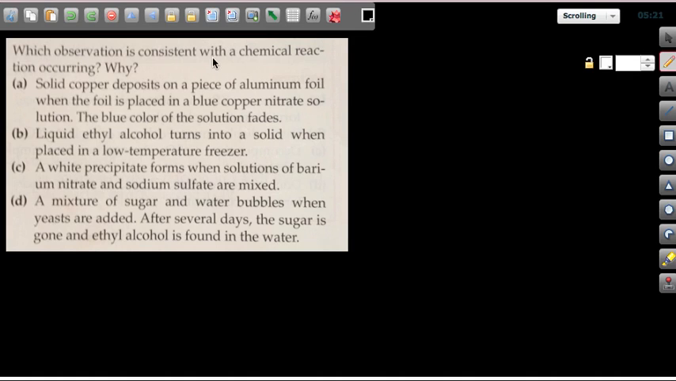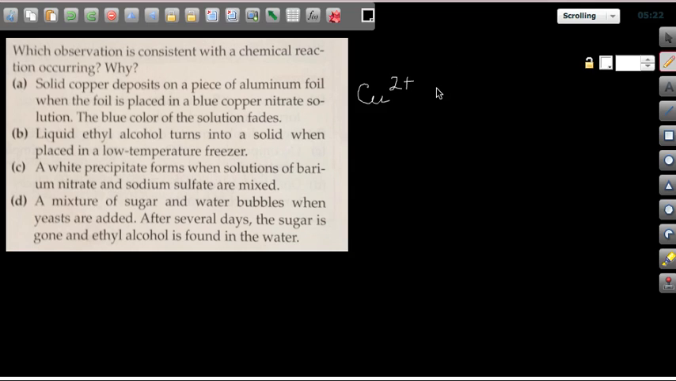Which observation is consistent with a chemical reaction occurring and why? The first one: solid copper deposits on a piece of aluminum foil when the foil is placed in blue copper nitrate solution. The blue color of the solution fades. Okay, well, this is a chemical reaction because you didn't start out with any solid copper. You started out with copper nitrate. So if you remember from my naming video, copper, I'm going to assume it's 2 plus.